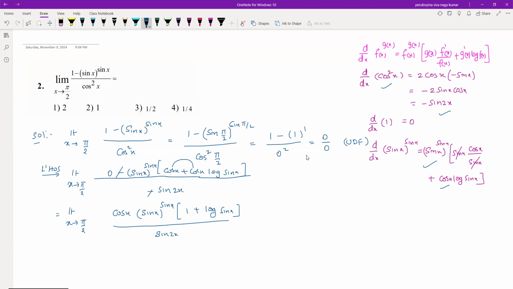And of course, again we are getting 0 by 0. So for reducing that, what I am doing is multiplying with x and dividing with x. Multiplying with x and dividing with x. So here I am using the formula. Limit x tends to 0 or 90.